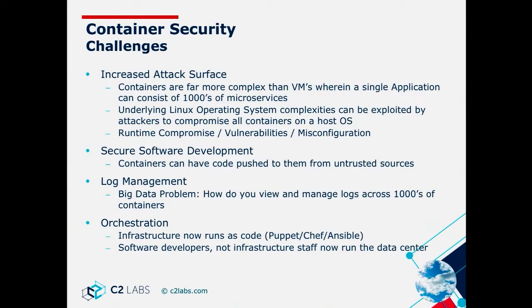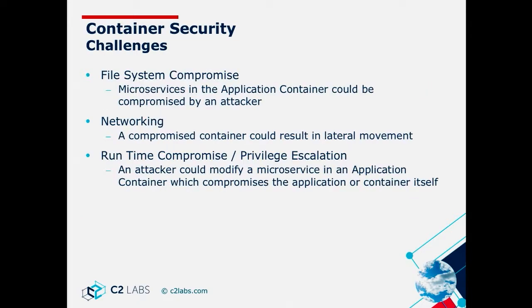Infrastructure now runs as code. You've got Puppet, you've got Chef, you've got Ansible, and other tools that now act as the orchestration engines of our data center, where software developers, not infrastructure staff, are running the data center, right? File system compromise, right? You can have microservices in the container that could be compromised by an attacker. So if the microservice is compromised, you have that exfil potential to go east-west, right? From your container, your container's popped, I can go across laterally to other containers, or go north-south, right?